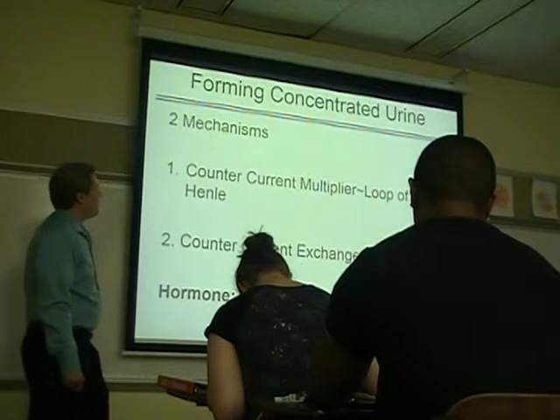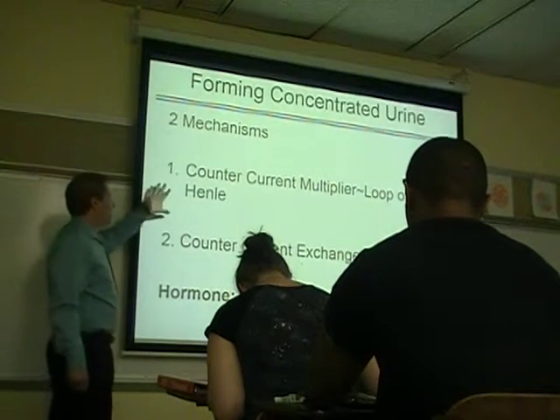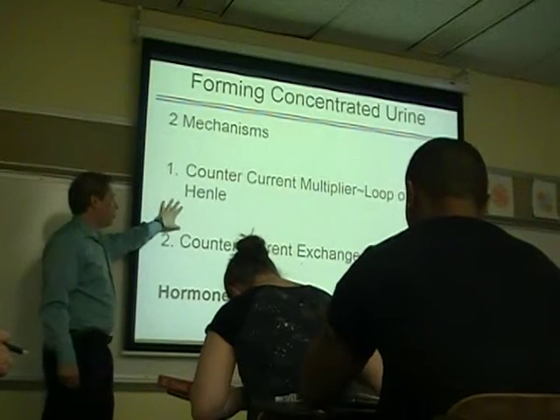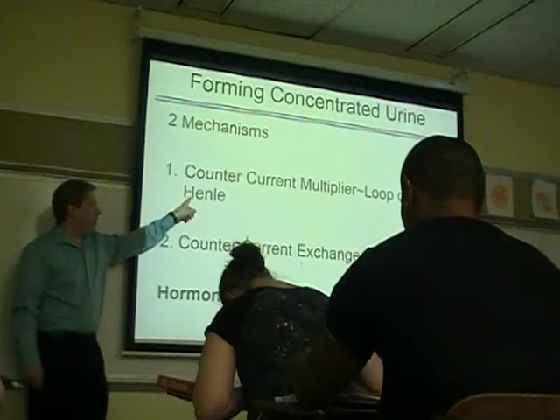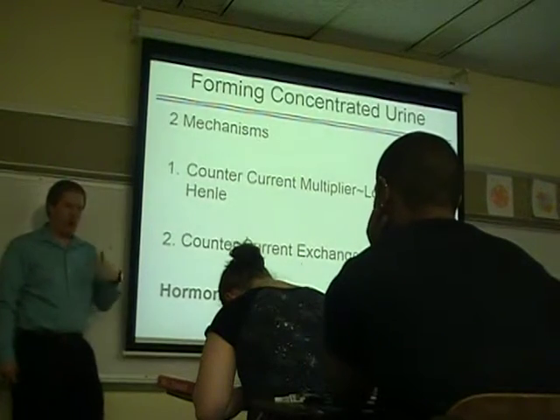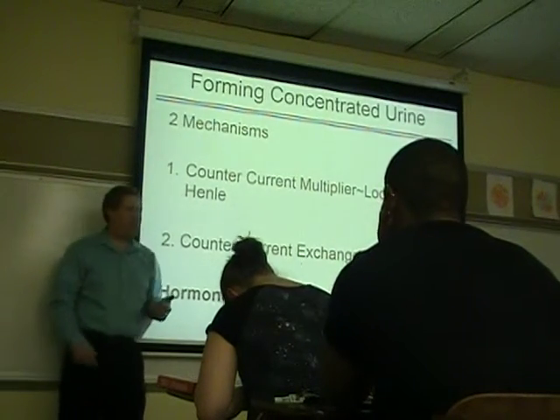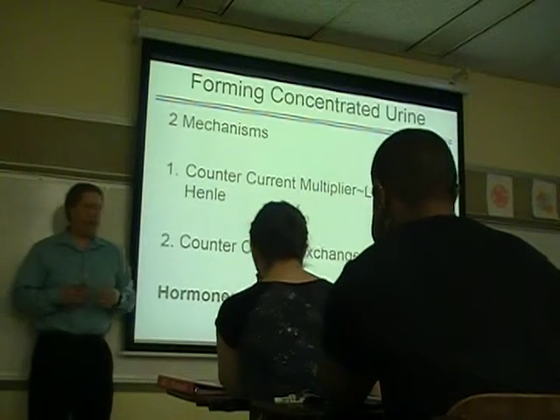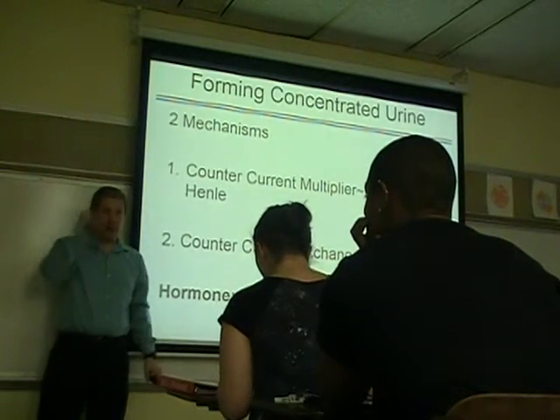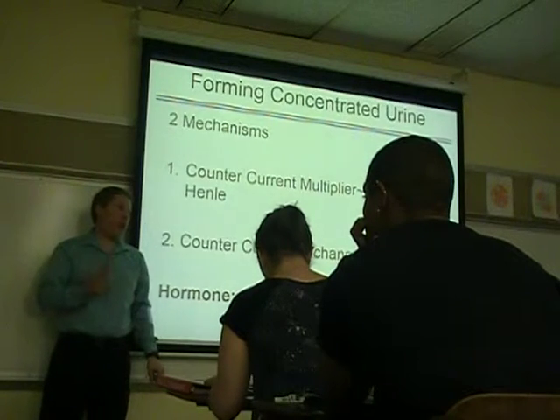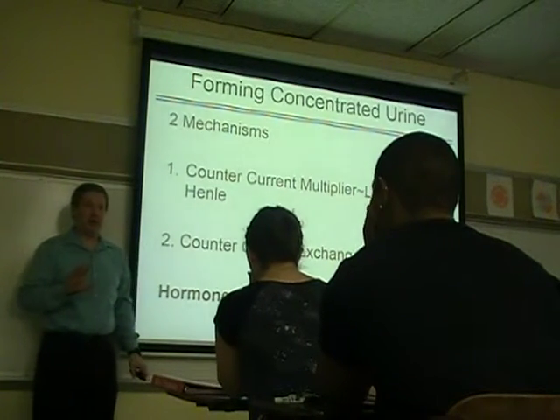All right, forming concentrated urine, we talked a little bit about this already, and I've got two things listed here, countercurrent multiplier and countercurrent exchanger. So with this loop of Henle, we're always talking long loops of Henle. Why are we talking long loops of Henle here and not the short ones? Because the cortical do have loops of Henle. They are very short, or they may not have a loop at all.